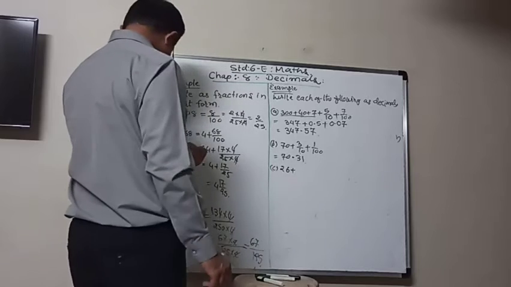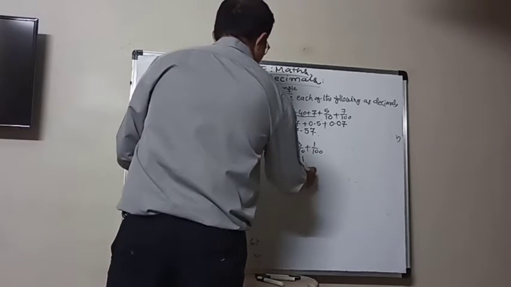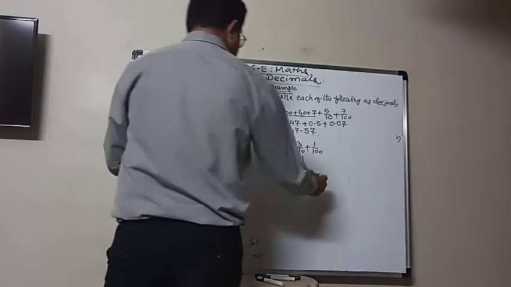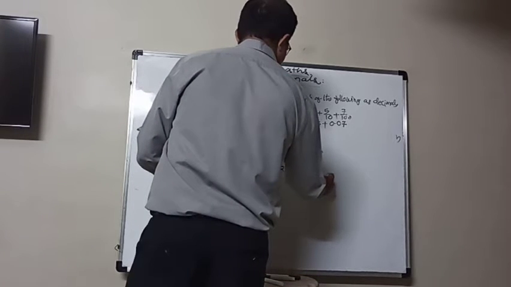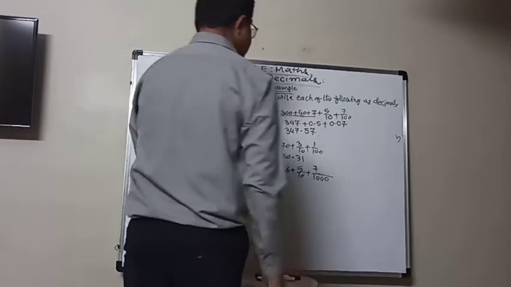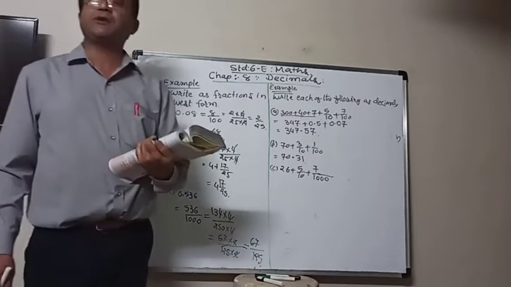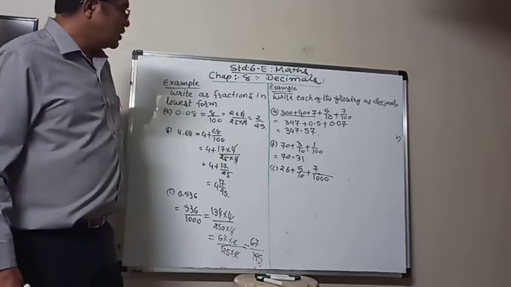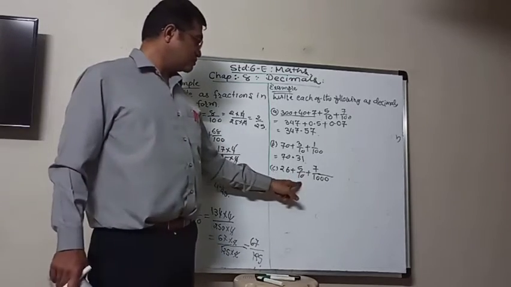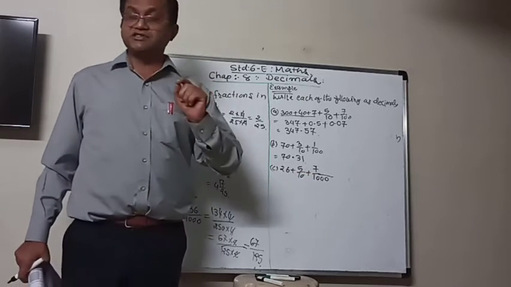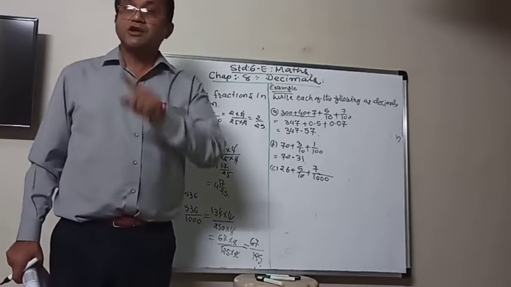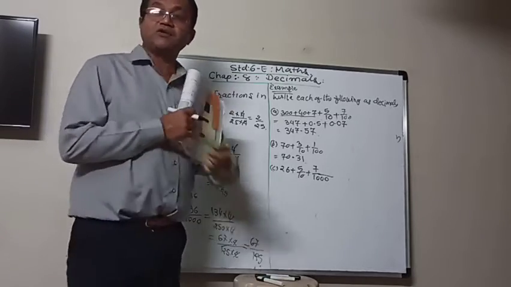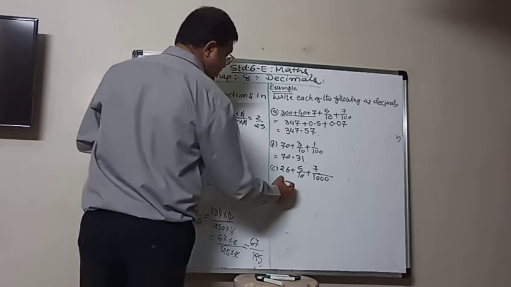26 plus 5 upon 10 plus 7 upon 1000. Now be careful when this type of situation is there, because there is the tenth place, but after that the hundredth place is missing. So in that place what do we have to write down? We have to write down a 0.